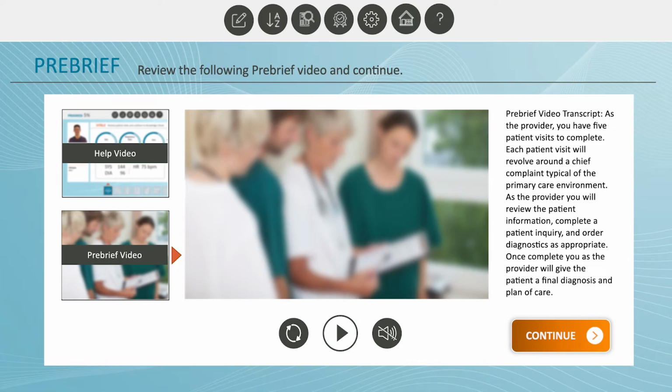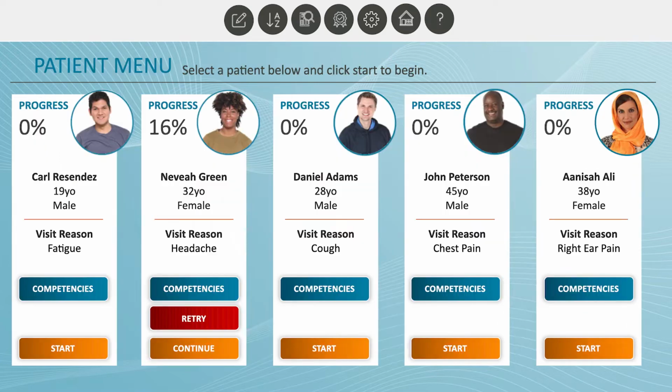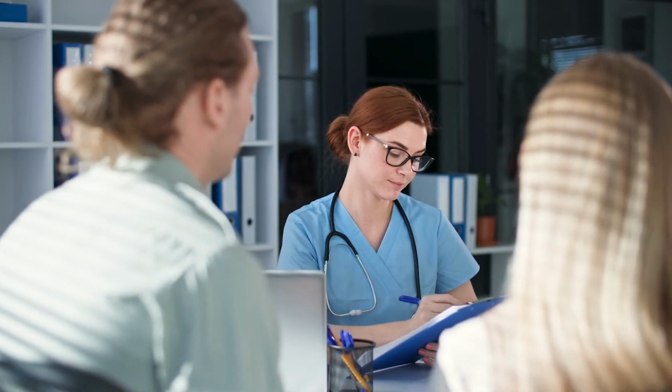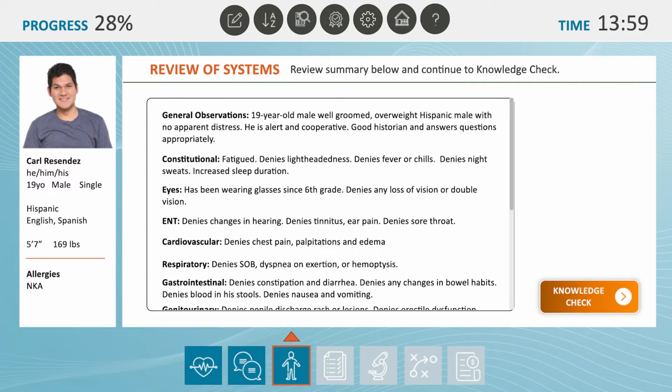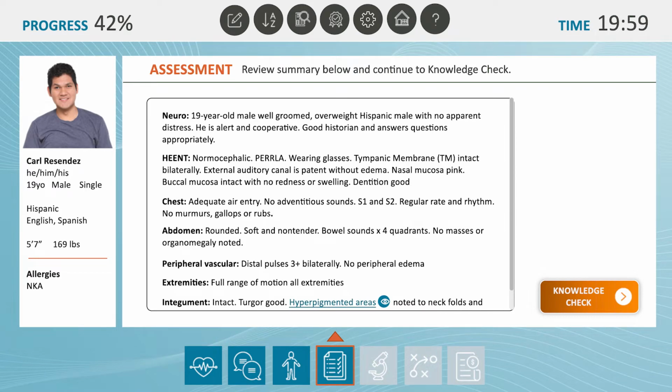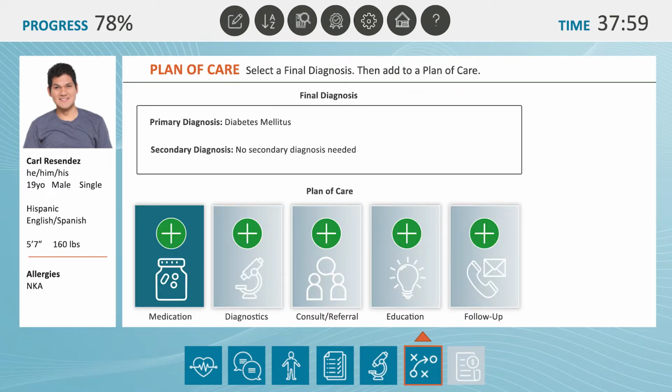Learners will complete a module pre-brief before proceeding to individual patient encounters. Learners are able to complete each of the 5 patient encounters independently by working through the patient EHR. Learners will answer knowledge checks specific to each patient's situation to aid in clinical judgment and critical thinking as they advance through the simulation. This series' EHR sections include patient information and vital signs, inquiry, review of systems, full physical assessment, diagnostics, and final plan of care.